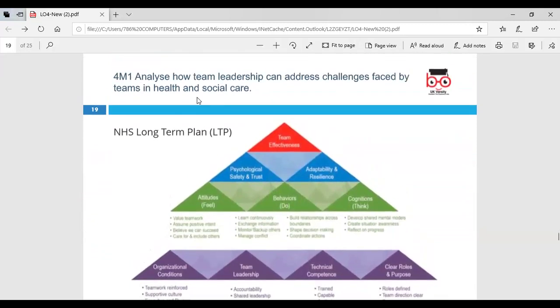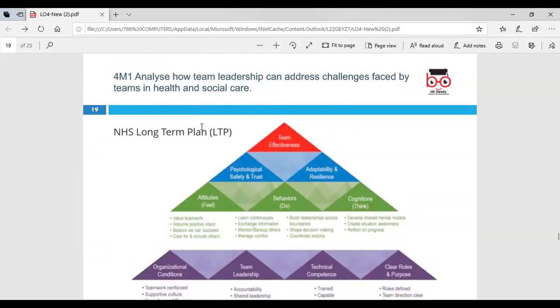So here we analyze how team leadership can address challenges faced by teams in health and social care. I hope that the example that I shared with you is a good one. So we share these examples because these help you in your assignments also. So you can use these in your references, or you can use examples such as these. So yeah, I hope that was helpful.